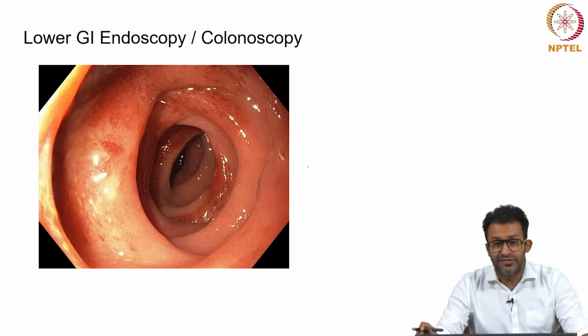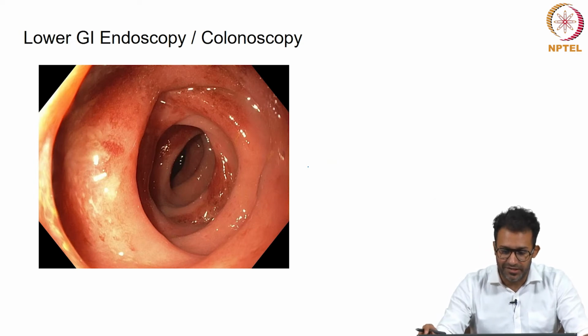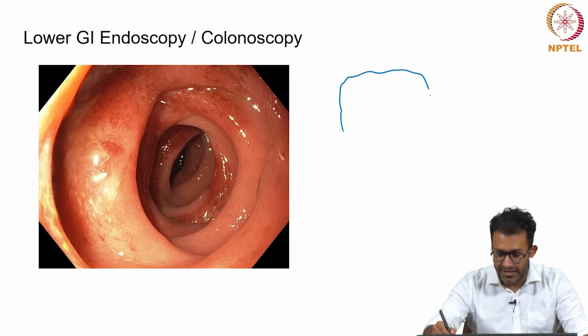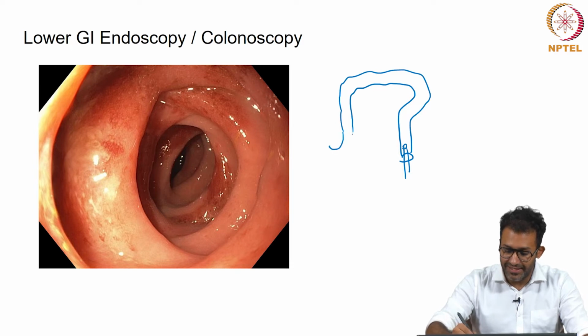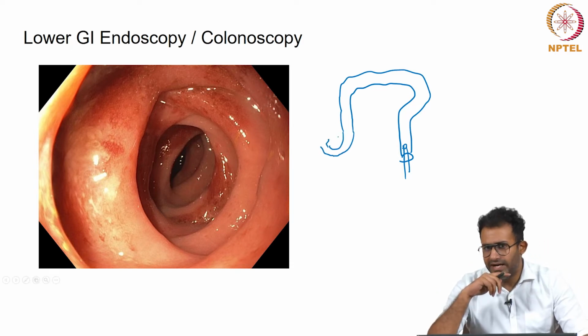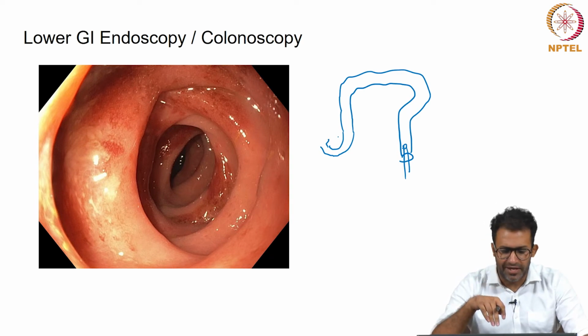Lower GI endoscopy is traditionally called colonoscopy. It involves passing a tube through your anus and visualizing the large intestine. The large intestine leads into this, the anus, and it involves passing a tube through here until it goes to where the small intestine starts. So, it's a very technically demanding procedure, much more demanding than the traditional upper GI endoscopy.